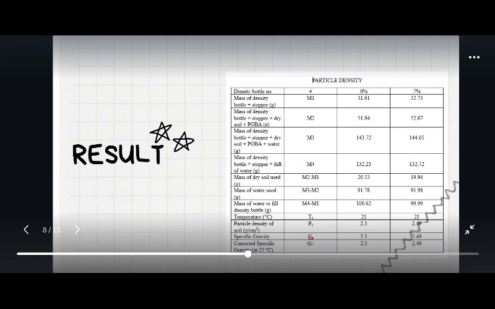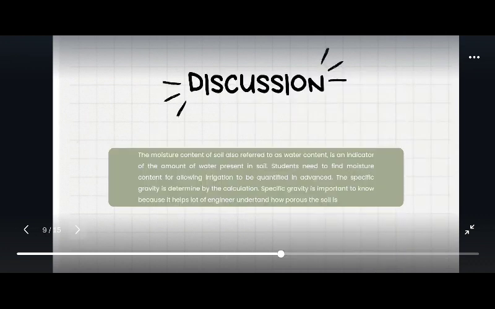So, here is the result of the particle density test. Based on the discussion, the moisture content of soil, also referred to as water content, is an indicator of the amount of water present in soil. Students need to find moisture content for allowing irrigation to be quantified in advance. The specific gravity is determined by the calculation. Specific gravity is important to know because it helps a lot of engineers understand how porous the soil is.